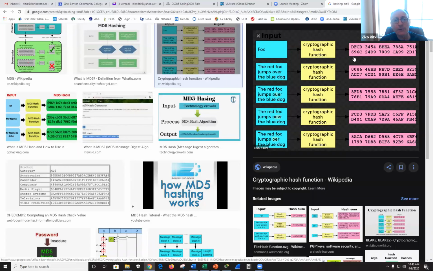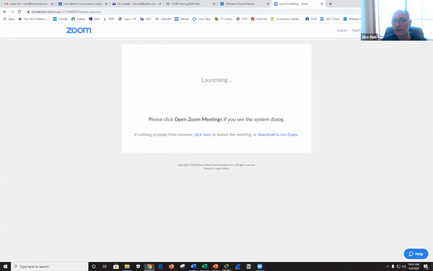Any questions about hashing? We don't really need to understand the algorithm. I don't, nor do I need to. I just need to understand hashing. You take a payload, you put it through an algorithm, it produces a hash key. The longer the hash key, the more likely it is to be secure. We're good? Okay.